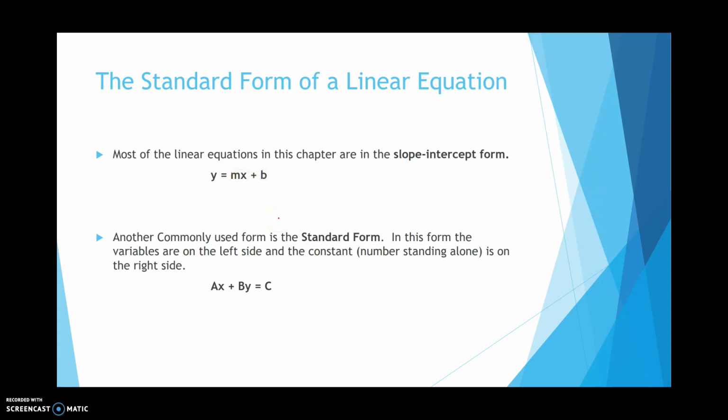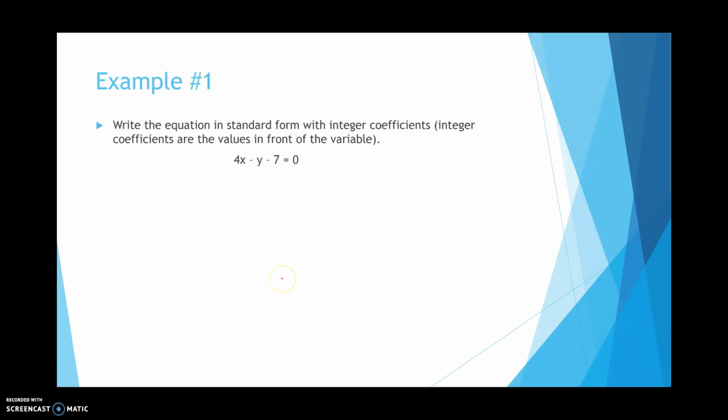But in this section, we are working with the standard form, and that is in the form of ax plus by equals c. In this form, the variables are on the left side, and the constant, which is the number that stands alone, is on the right side. So let's get into some examples of working with the standard form of ax plus by equals c.